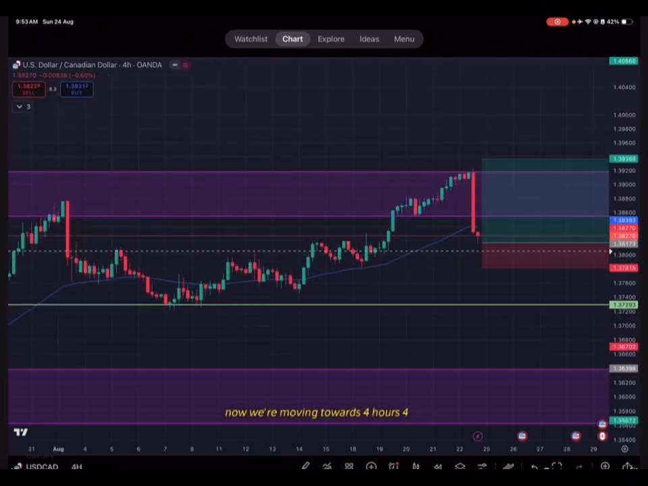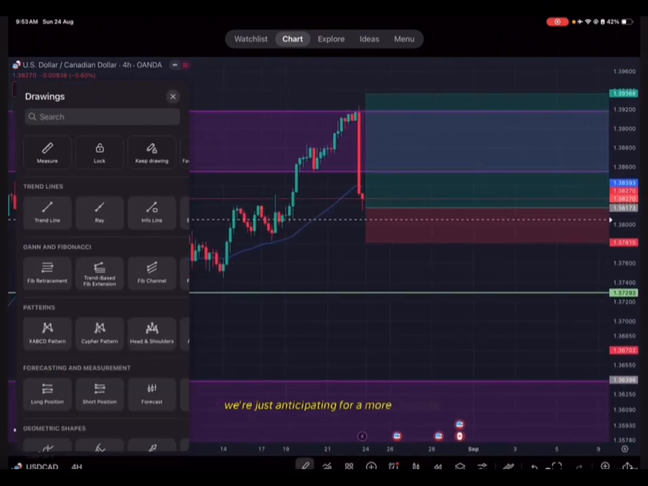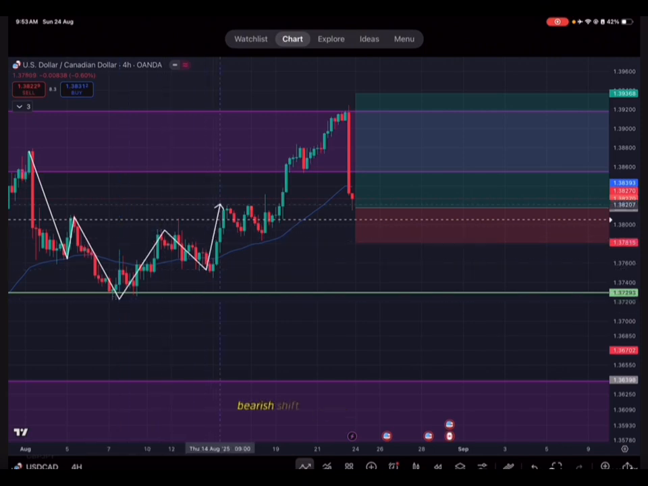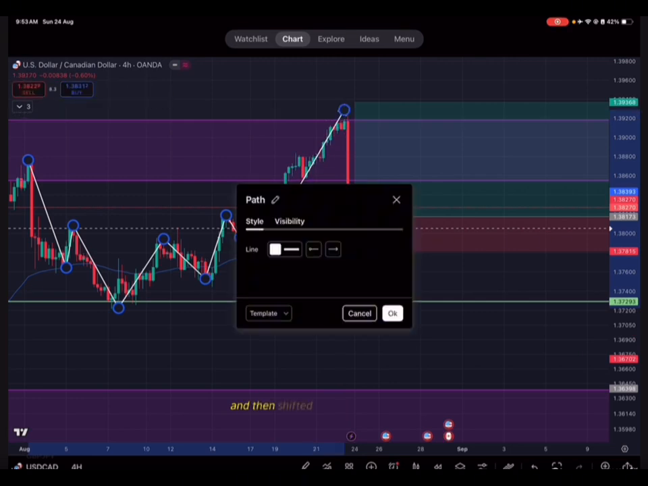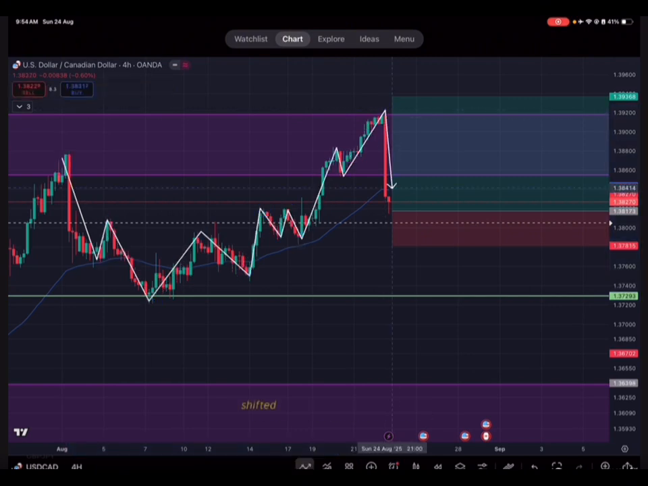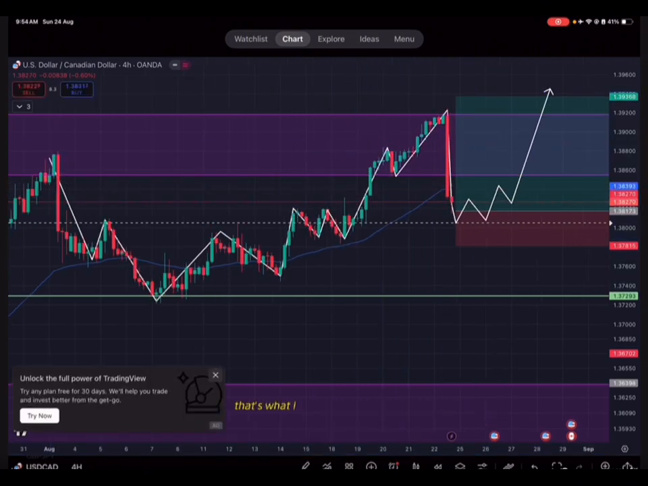Now moving towards the 4 hour. We are just anticipating a market structure shift. This goes bearish, shifts above, bullish, double bottom, bullish high, and then shifted downwards, and then shifted downward straight. Now what I'm anticipating here, shifted bearish again. Now I need the market to enter. This is going to be our entry point right here. We just need a previous structure point to break and head towards the upside. That's what I want the 4 hour to do.